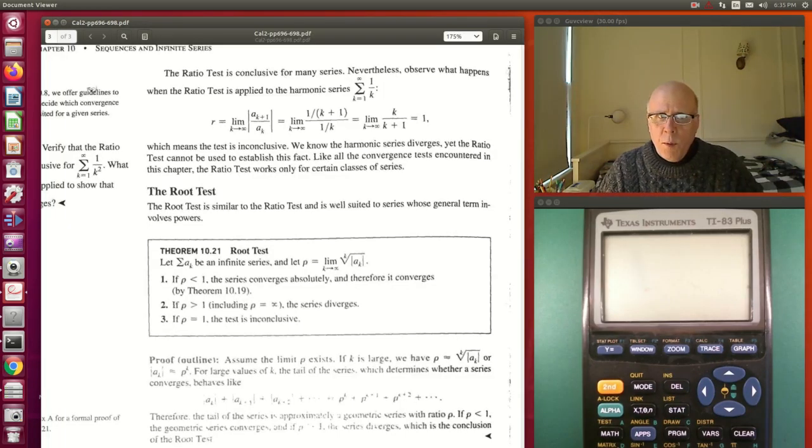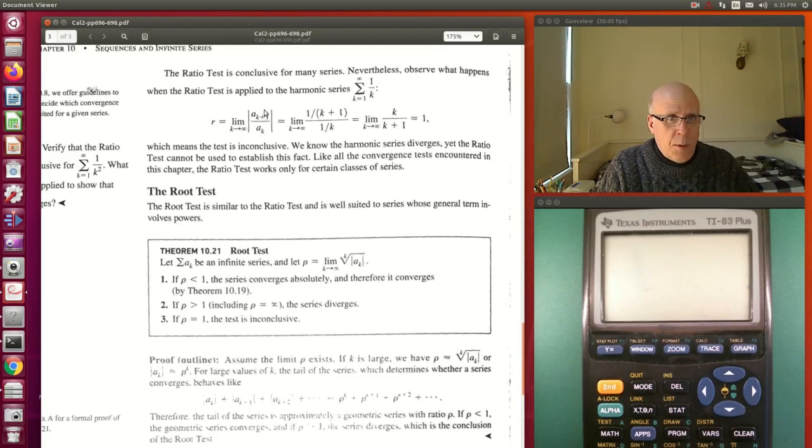So before we move on to looking at the root test, which is our other goal for today, I thought it would be nice to look at one scenario, which they happen to do in the book, where the test is inconclusive. The one that we're looking at here is at the top of page 698. And it tries to analyze the harmonic series, 1 over k, where k is running from 1 to infinity.